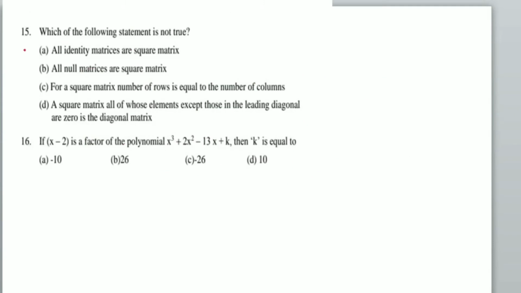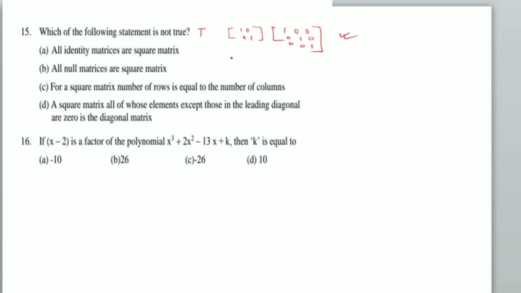Now we will solve problem number 15, and the problem is which of the following statement is not true. First one is all identity matrix are square matrix. Yes, it is right statement because all identity matrix is of the form, or, all of these are square matrix, so it is true.